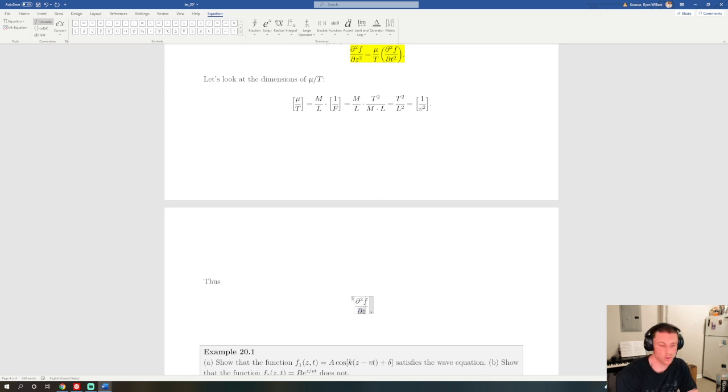And we find that the second derivative of f with respect to z is just 1 over v squared, where v, again, is the propagation speed of the wave, times the second derivative of f with respect to t. And this is the general, we'll say that's the one-dimensional wave equation, right? Because you could have a wave equation where you have x's, y's, and z's, and that would be the three-dimensional wave equation, which we won't concern ourselves with. This is good enough for our purposes here.